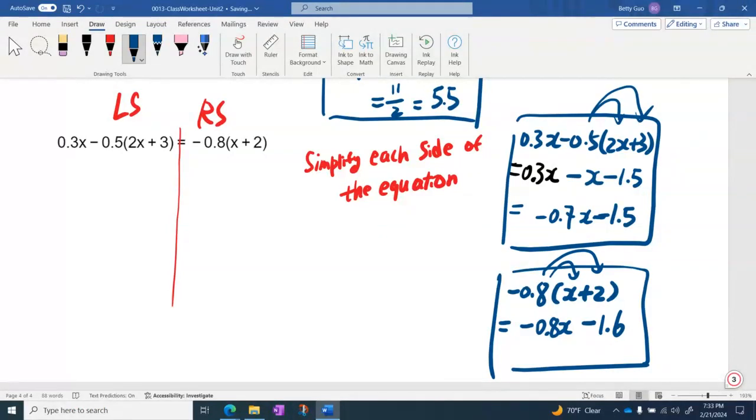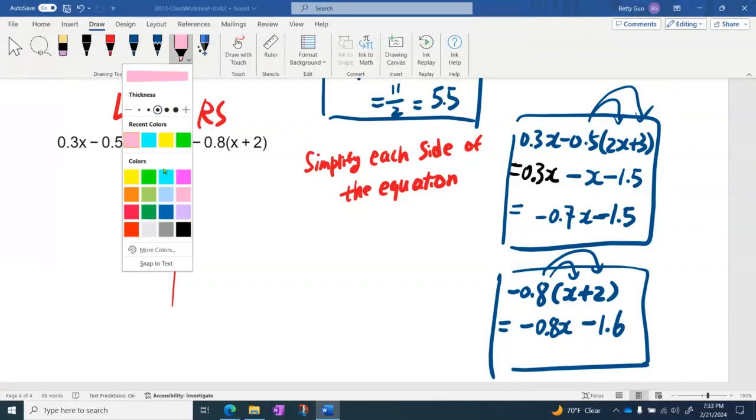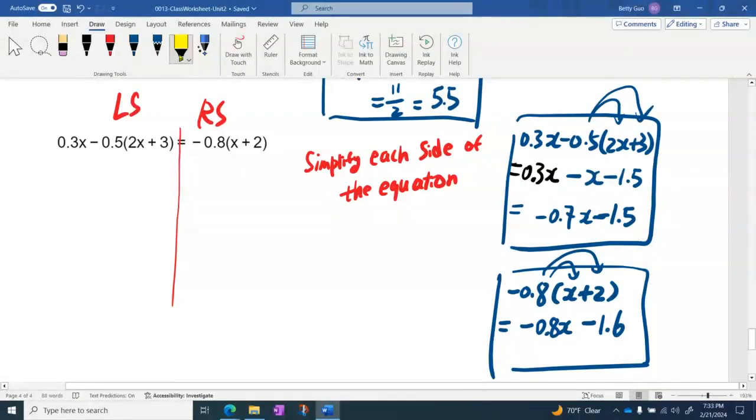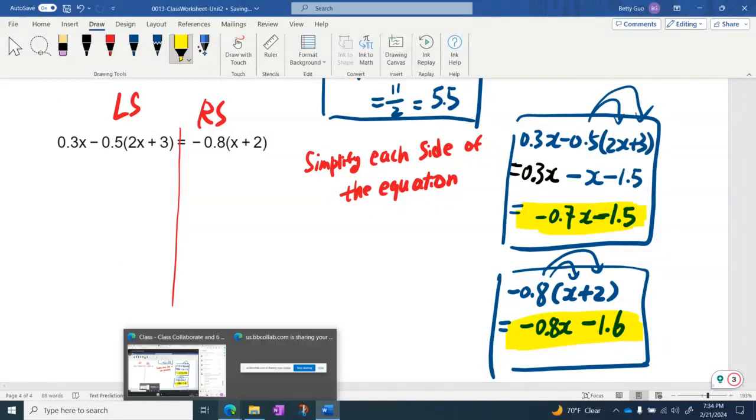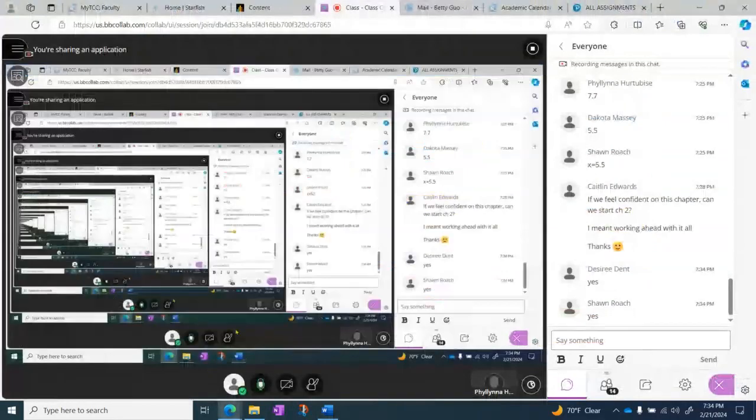All right, guys. What do you have in the first box? Do you have negative 0.7x minus 1.5? In the second box, do you have negative 0.8x minus 1.6? If not, try to see what happened in your solution. If you don't see it, let me know. Very good, very good. Perfect.